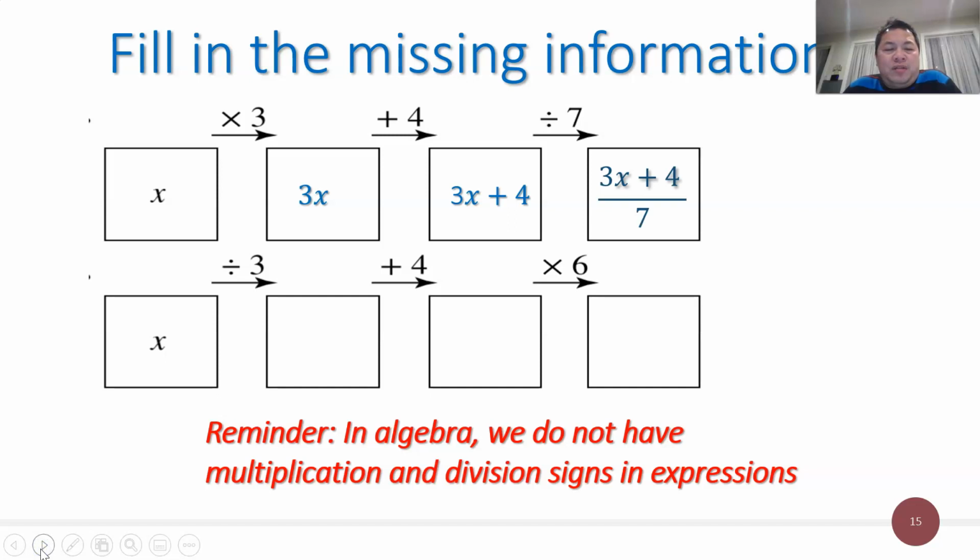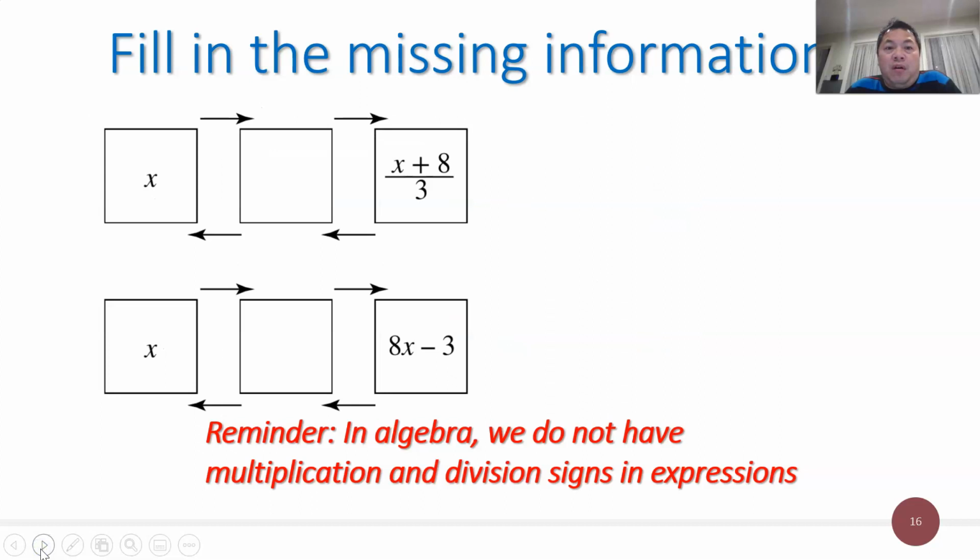Next one. x divided by 3, meaning you have x over 3 plus 4. Then when you need to times 6, it means 6 times the whole chunk, which is 6 bracket, x over 3 plus 4, close bracket. So far so good.